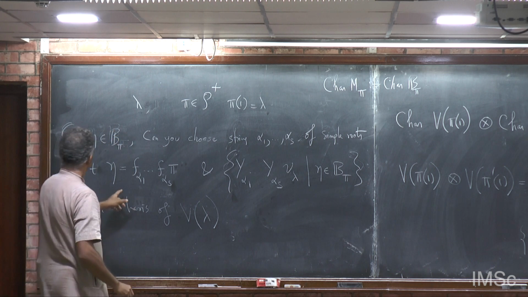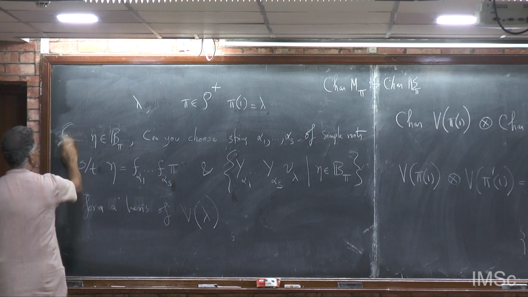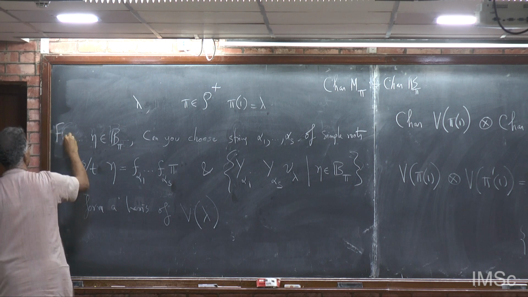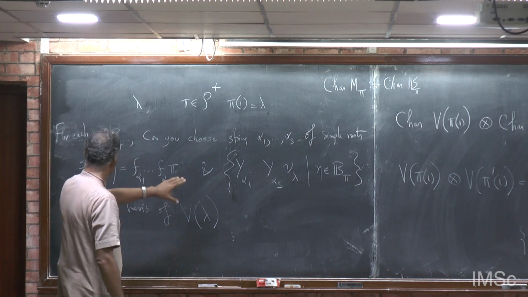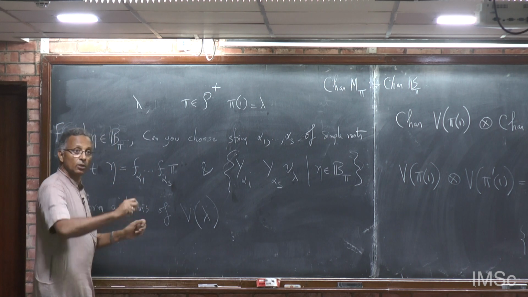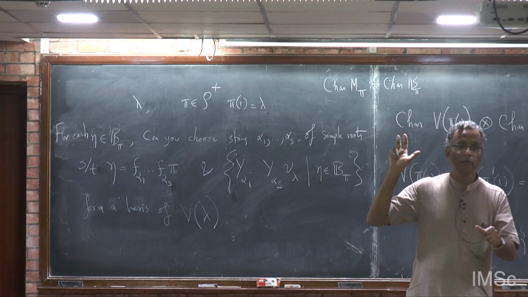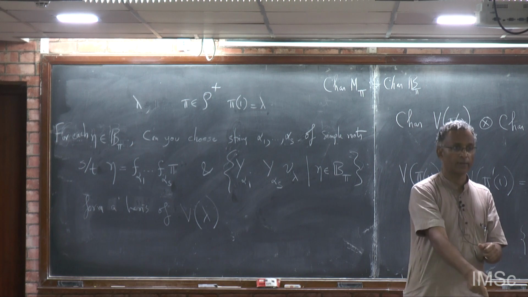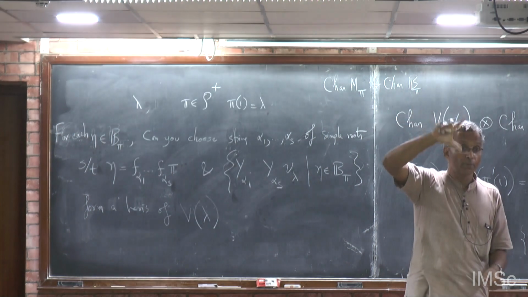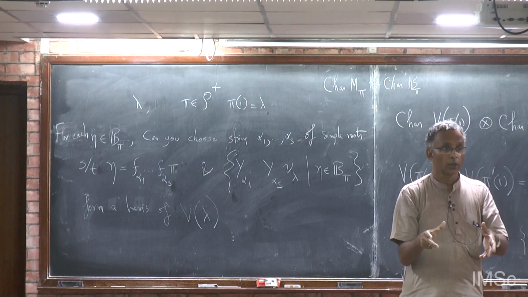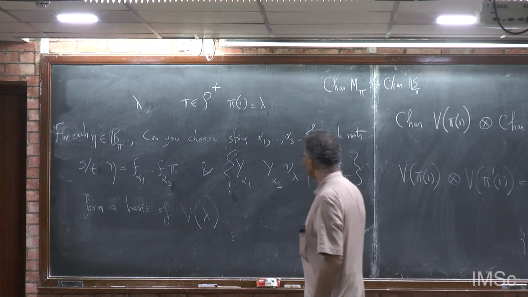Can you choose a string? Such that first you attach a string to every eta, right? Such that the string, when I apply it to pi, must give me that eta, right? But when I apply the y alpha operators on the highest weight vector, I get some vector of that weight. Those must form a basis.